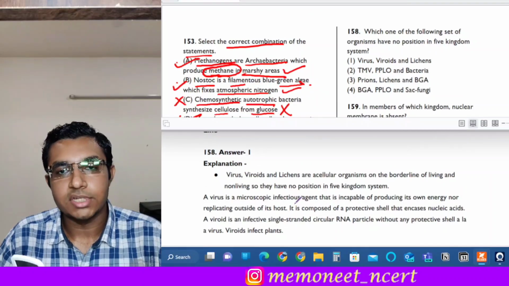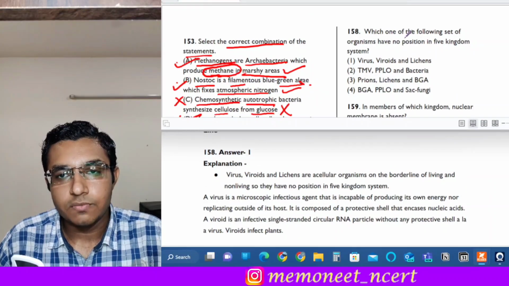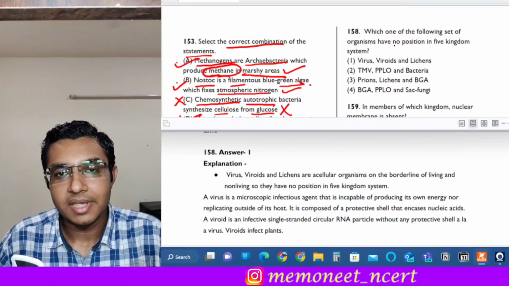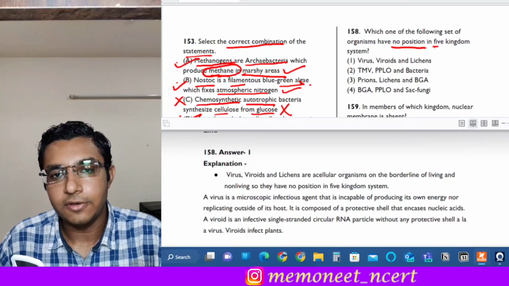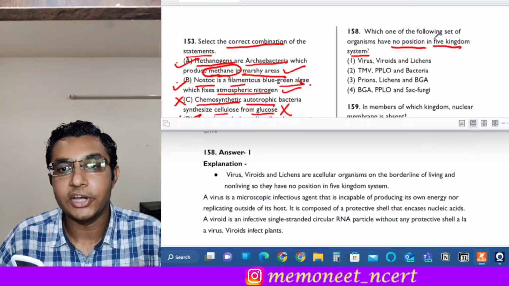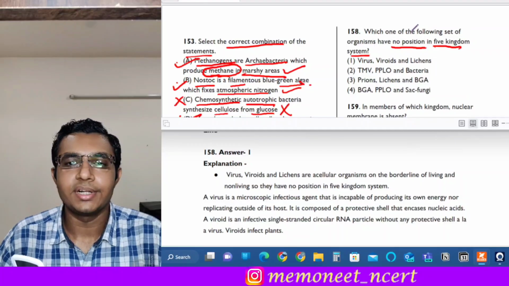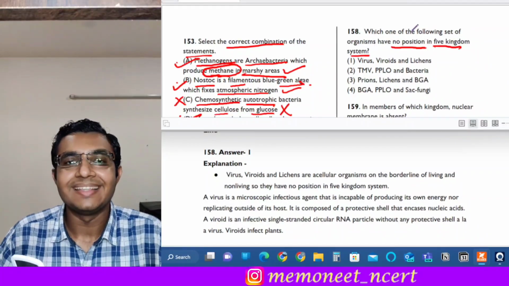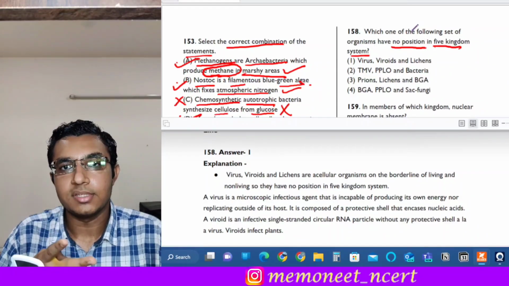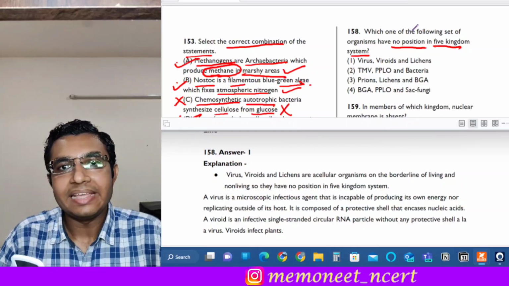Moving on to the next question, that is question number 158. Okay, question 158 is, which one of the following set of organisms have no position in the five kingdom classification or the five kingdom system? So, what are the five kingdoms? Can you name them? They are Monera, Protista, Fungi, Plantae, and Animalia.